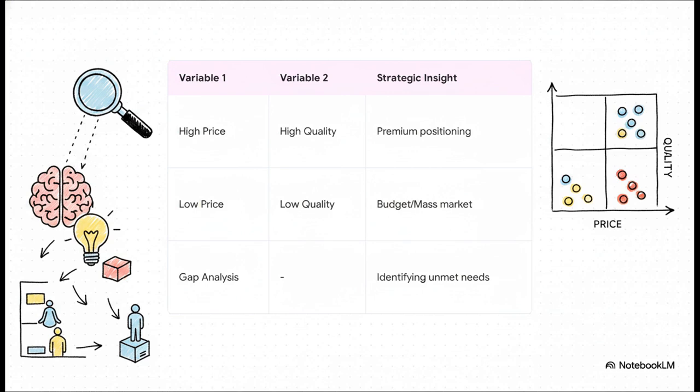But the real superpower of the market map is gap analysis. By looking at where competitors are not, a business can easily identify unmet customer needs and totally unexploited market gaps, effectively allowing them to bypass those heavily saturated areas.